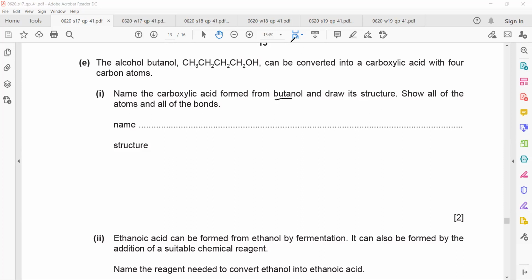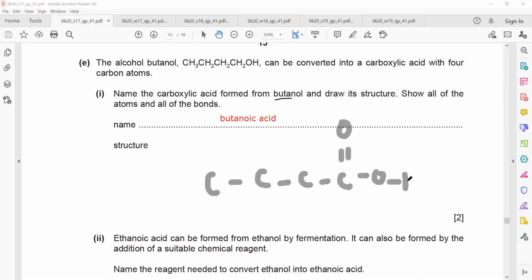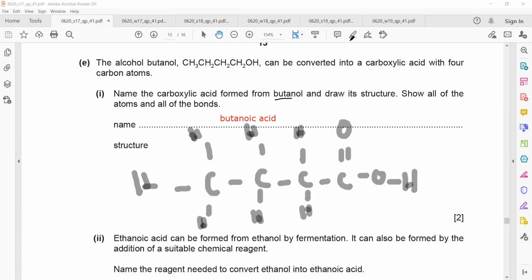And the structure of butanoic acid: but means 4 carbons. So first I will draw 4 carbon atoms. Because it is a carboxylic acid, it should be C double bonded with O and OH. And we have to show all the bonds. So this will have 2 hydrogens, and 3 hydrogens. So that is the structure of butanoic acid.